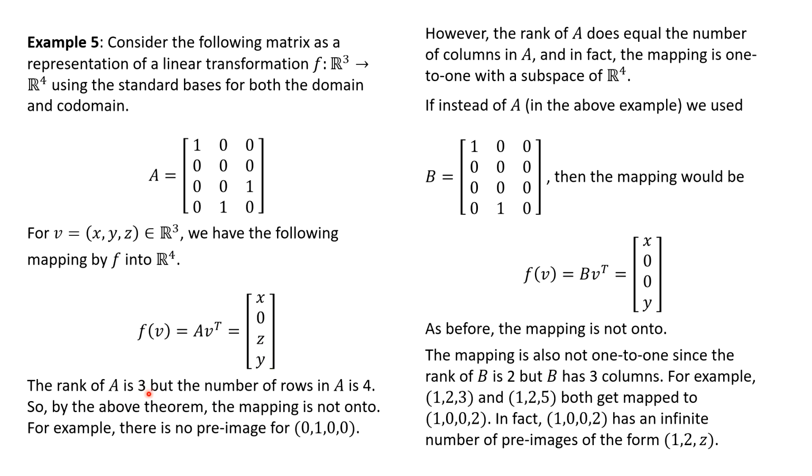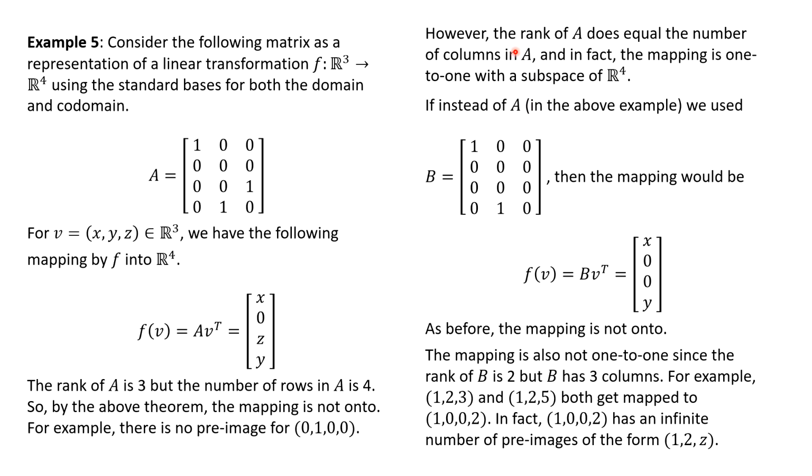The rank of A is 3. We have 3 independent rows. This one here, of course, is dependent on the other 3. But the number of rows in A is 4, so by the above theorem, the mapping is not onto. And we can see that there's no pre-image for the vector 0, 1, 0, 0 in R4, since everything in our mapping has a 0 in the second position.